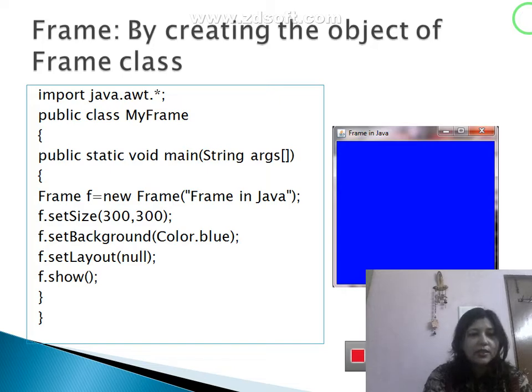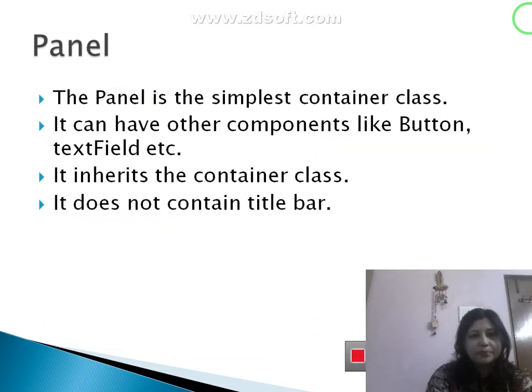Frame f is the name of the object. And the same thing we have done here by setting a title in the constructor itself. The setSize function we have used here. Background also we have set. Layout manager here also is null. Now the show function we have used here to display the frame. Okay, so these are the two ways by which you can create a frame.